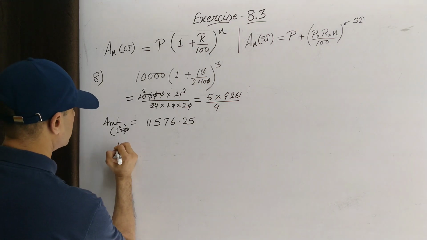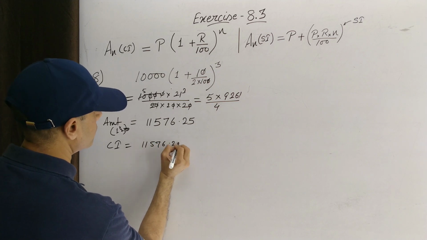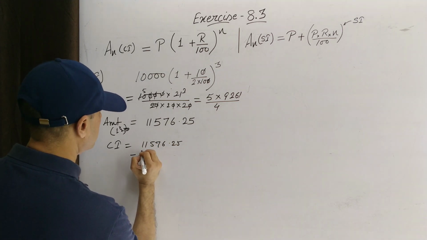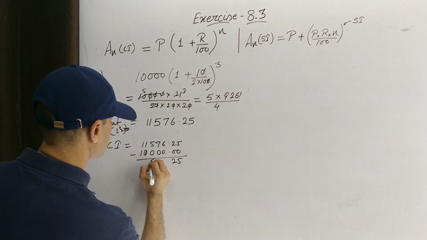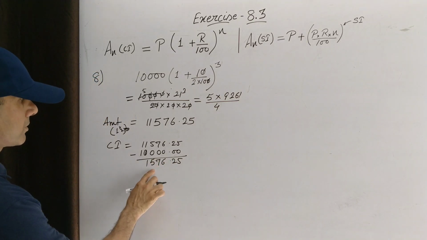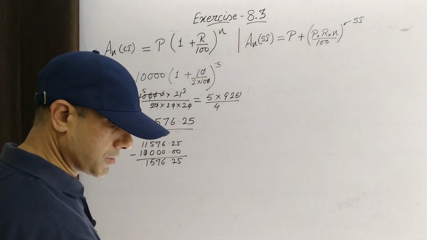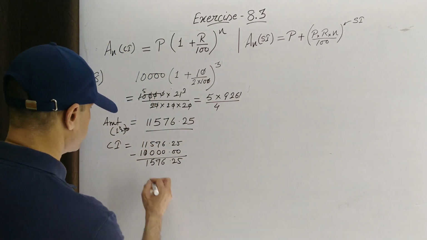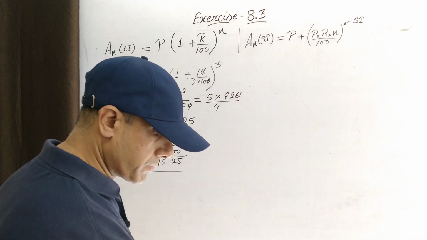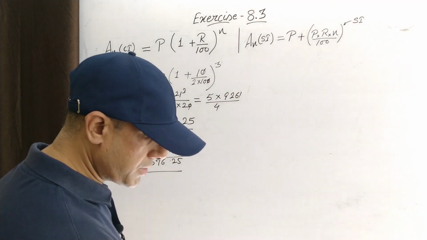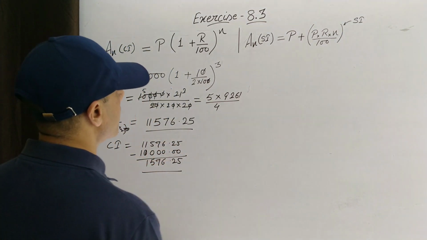So the interest, compound interest, is equal to 11,576.25 minus 10,000. This equals to 1,576.25. So we have to find the amount which is equal to this one, and also the compound interest, which is rupees 1,576.25. Now, also asked, would the interest be more than the interest if it would have been calculated as compounded annually?